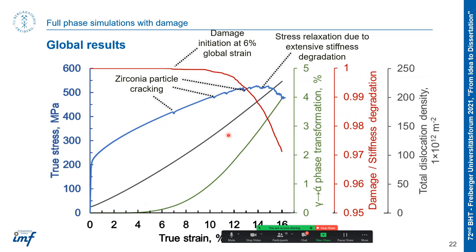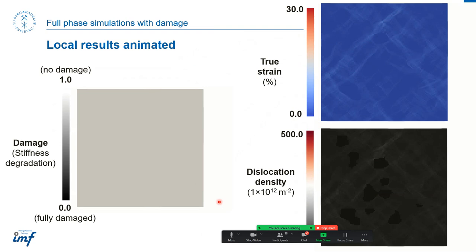Looking at the global results, it is quite an overwhelming and complicated graph, but we see that the stress strain behavior is increasing, and then the damage starts to occur in the zirconia particles, and eventually the stiffness degrades. Then we see that the damage initiates at this point, and then eventually the material stiffness drops. We also see other phenomena like dislocation density increasing and transformation of austenite phase into martensite phase happening throughout the applied strain field.